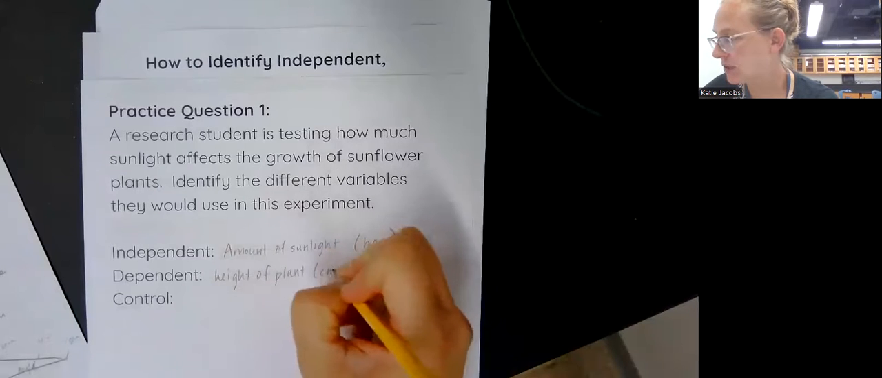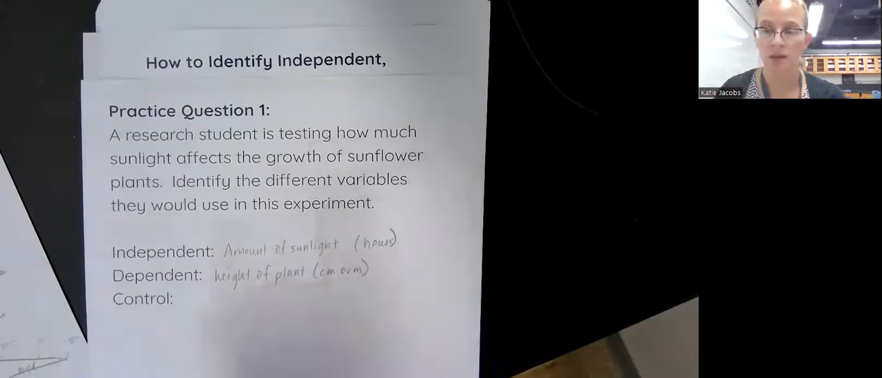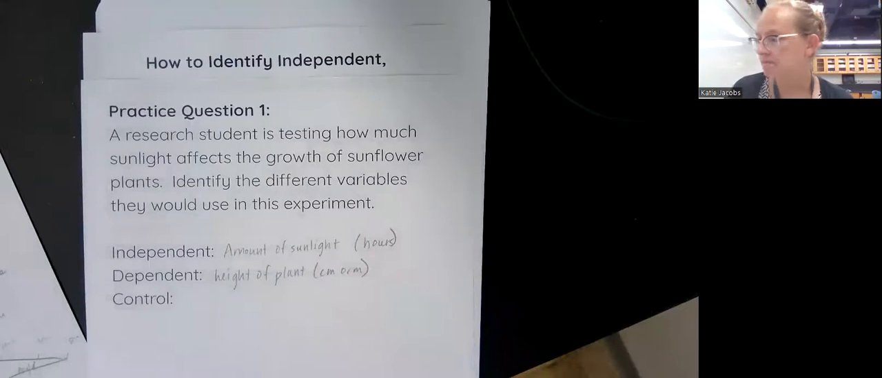The dependent would be the height of the plant, probably in centimeters or meters. Yes, that height is going to change, and yes, I'm going to measure it, but it's going to change in response to the amount of sunlight.